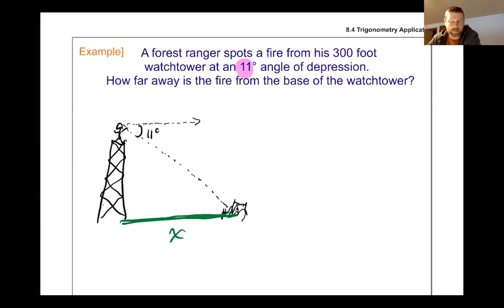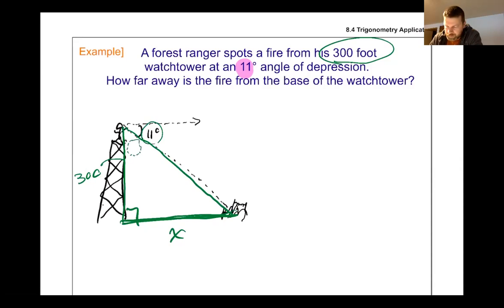All right, I need to come up with a triangle. So if I go straight up and straight down like that, this is 90. There's a triangle. A couple more things I know. I know the tower is 300 feet tall, so I know that this height is 300 right there. But the 11 degrees is not inside that triangle, so I got to figure out what this angle is here in order to use trig.